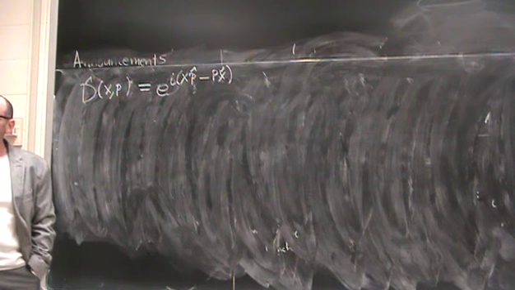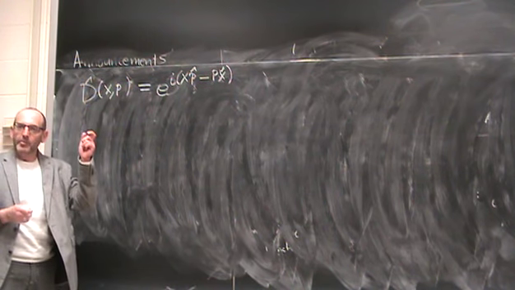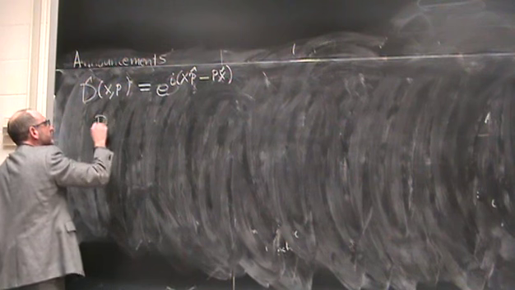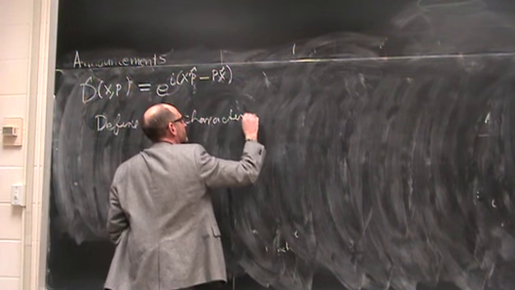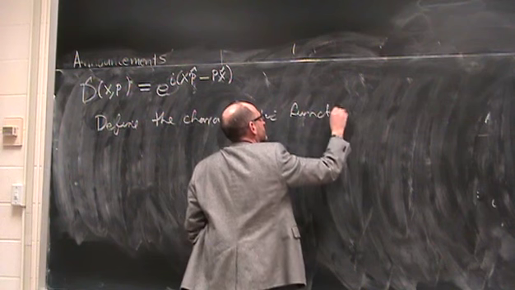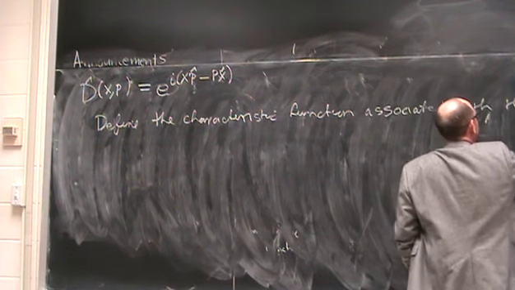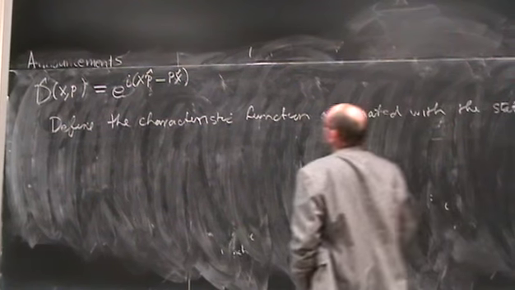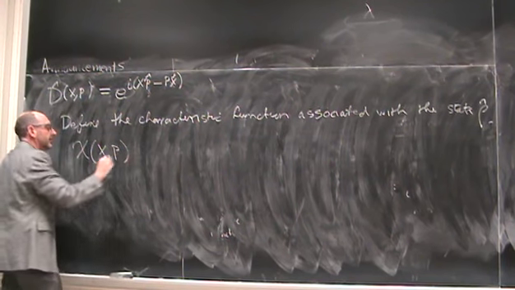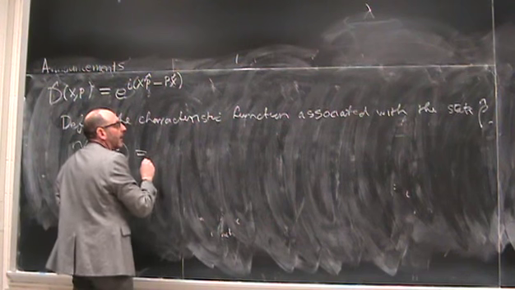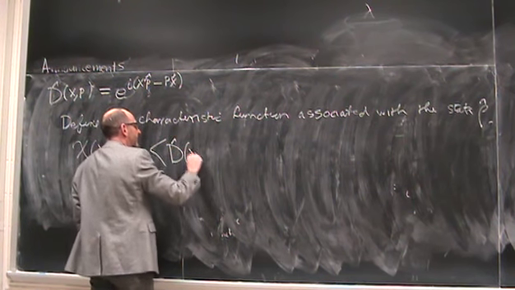So, a natural way of defining a characteristic function on phase space, where x and p are now my random variables, is to define the characteristic function associated with the state rho as follows. Chi as a function of x and p is equal to the expected value of D.